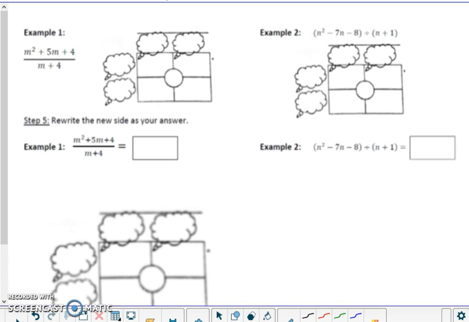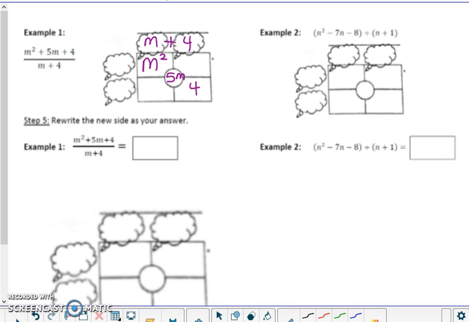So these are the boxes I use when I'm doing my factoring and my multiplication. I have an example here of m squared plus 5m plus 4. I'm going to put it diagonally across my box, m squared plus 5m plus 4. And we are going to divide this by m plus 4. And this is pretty simple. Now, it's just like undoing a puzzle.